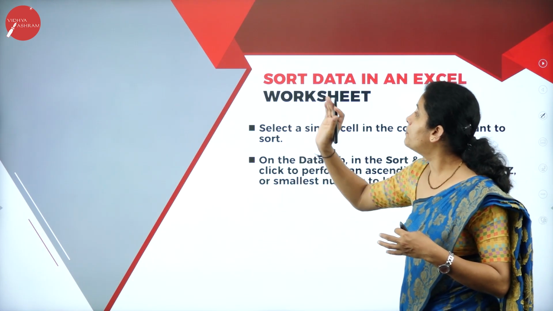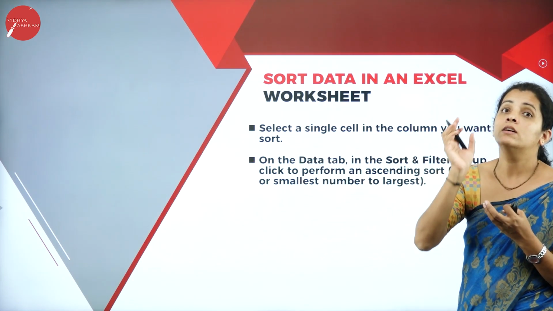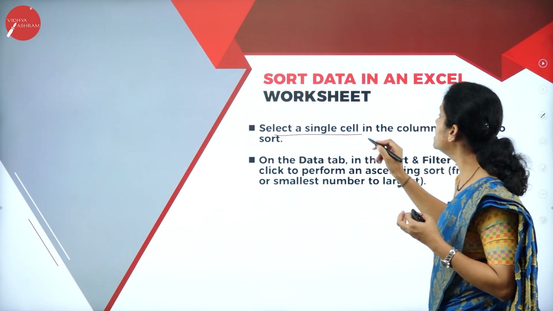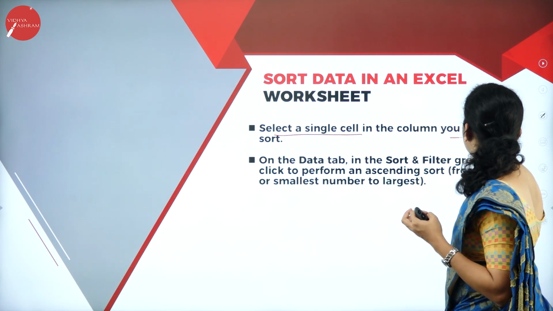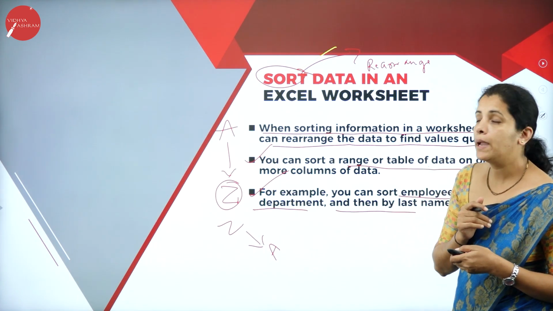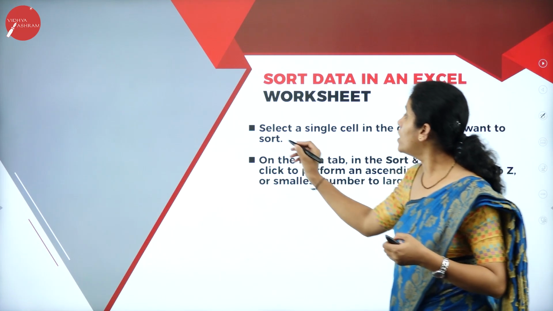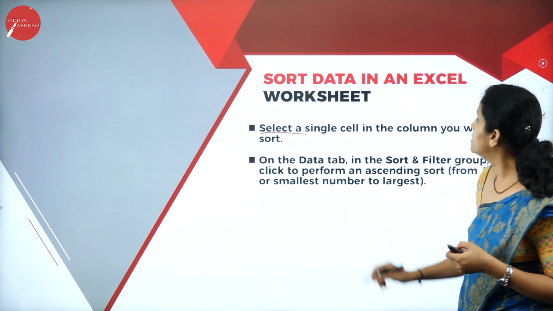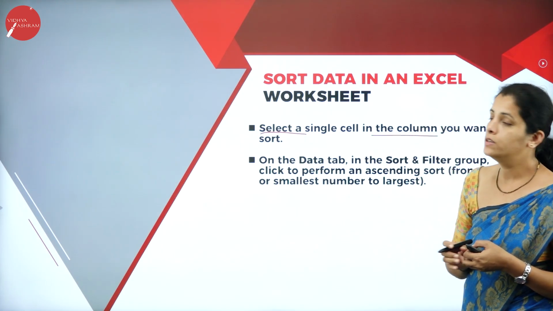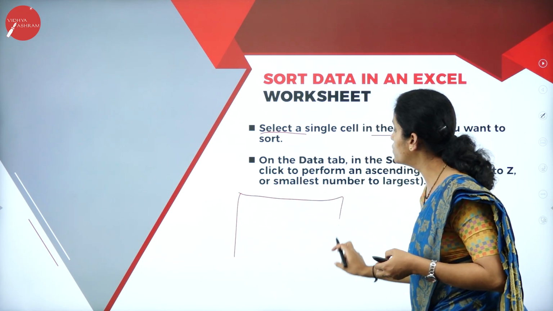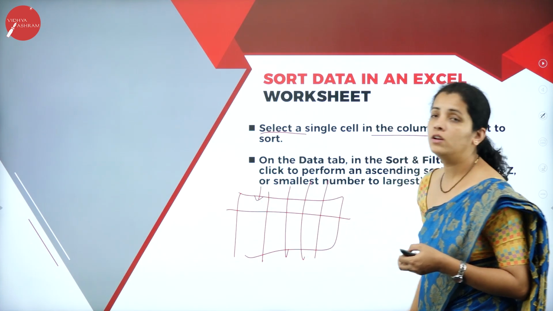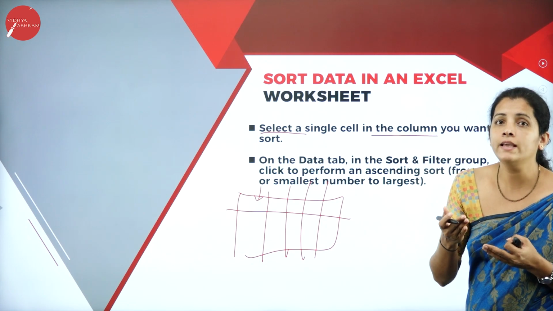Moving further, suppose where can I get the sorting option in the Excel sheet? That is, select a single cell in the column that you want to sort. Dear student, now tell me how can I apply sorting? For that, select a single cell in the column that you want to sort. So think that this is the table you're going to have. I will select the particular column so that I can apply sort.